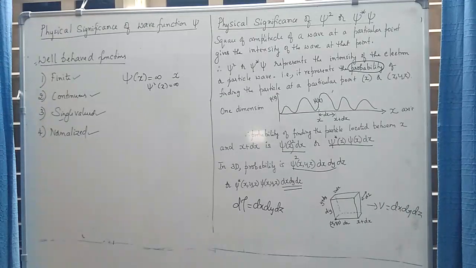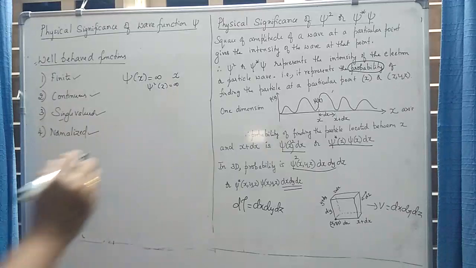And I already told you probability cannot be infinite. It is always a finite value between 0 and 1. That is the reason why a well-behaved function should be a finite function. Second, why it should be a continuous function. I already explained to you the nature of a continuous function. A continuous function is a very smooth curve or a very smooth function.